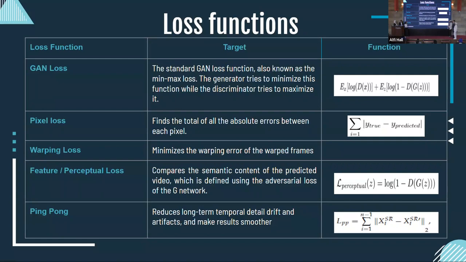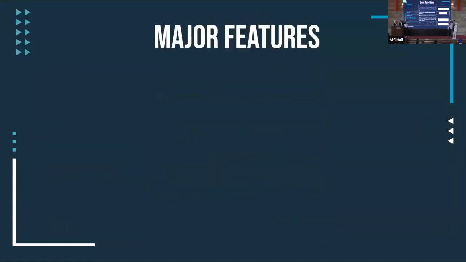Then the third function is the warping function, which deals with the neighboring frames and tries to minimize the error between them. Then the perceptual or feature loss function compares the semantic content of the video, which is defined using the adversarial network. Then finally, the newly introduced ping-pong loss function, which reduces long-term temporal drift by trying to reduce artifacts and at the same time keeping the details. Next slide.